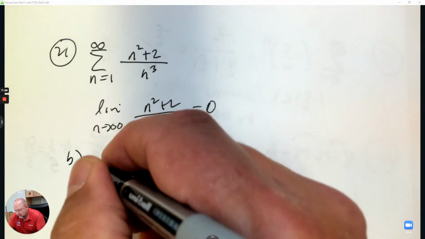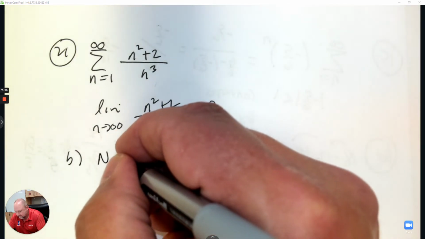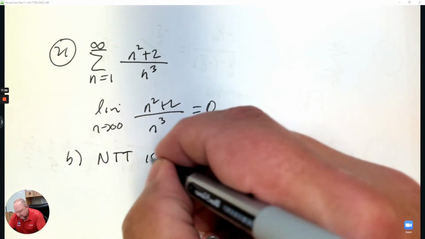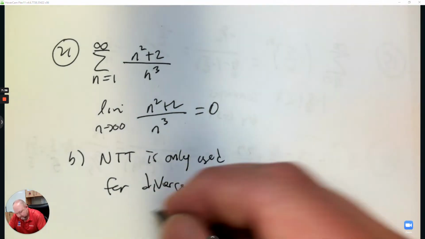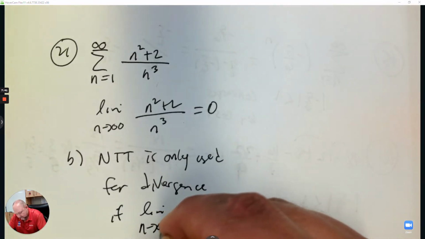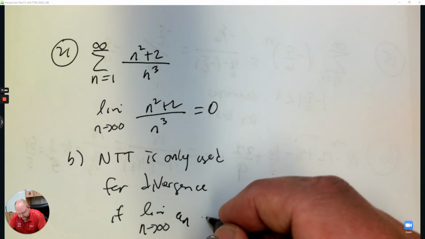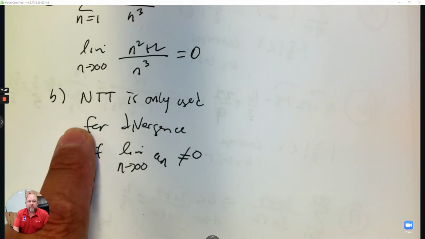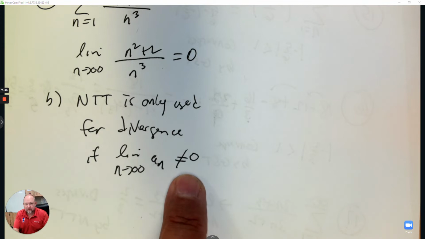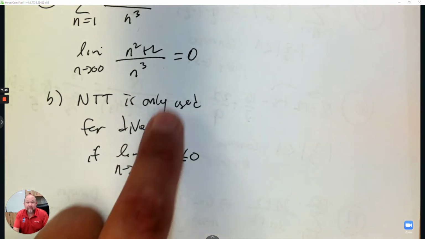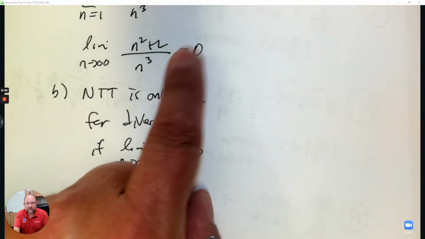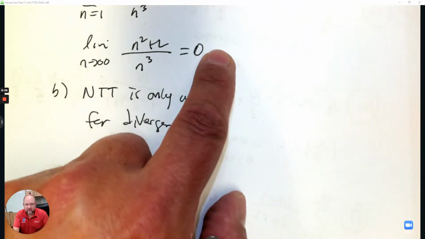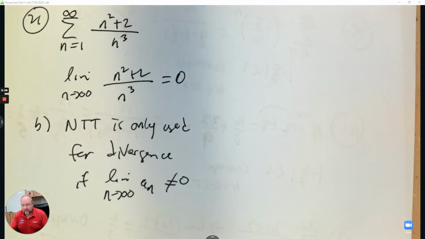And then B is to explain why the nth term can't be used. So the nth term test is only used for divergence. So it's only used for divergence if this limit doesn't equal 0. So if this didn't equal 0, I know it diverges. If it does equal 0, it may converge or it may diverge. Can you see the difference? So this is only used for divergence. If this limit was not 0, then I know it diverges. If it is 0, then I have to think and do some other tools to be able to figure out if it converges or not.